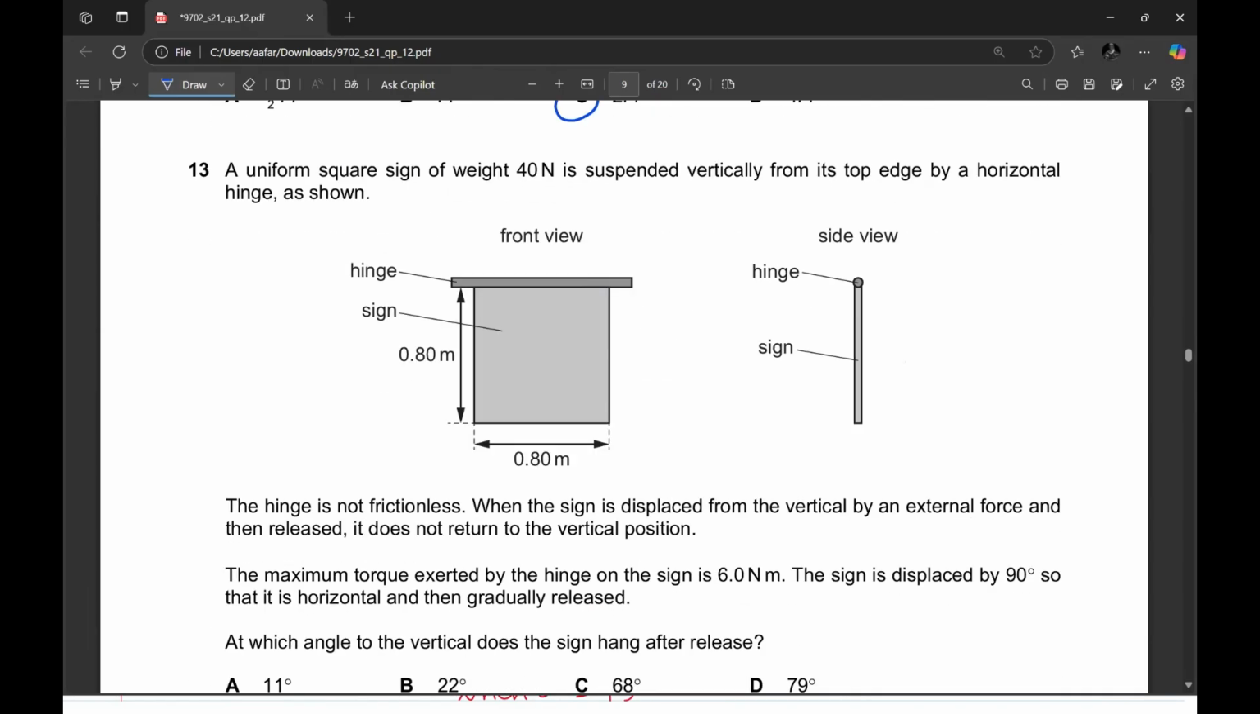A uniform square sign of weight 40 newtons is suspended vertically from a support by a horizontal string as shown.